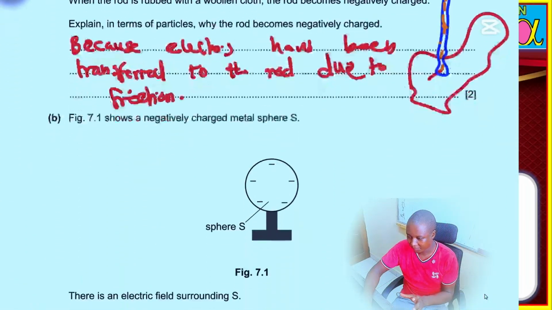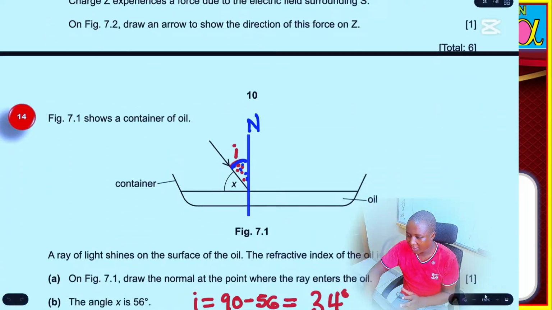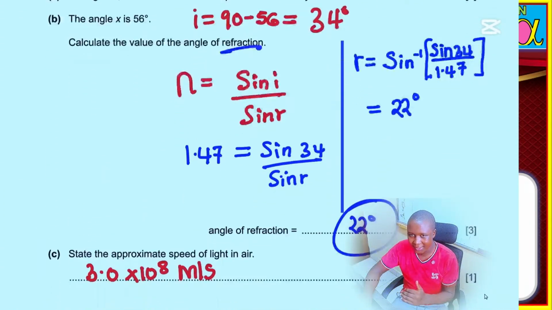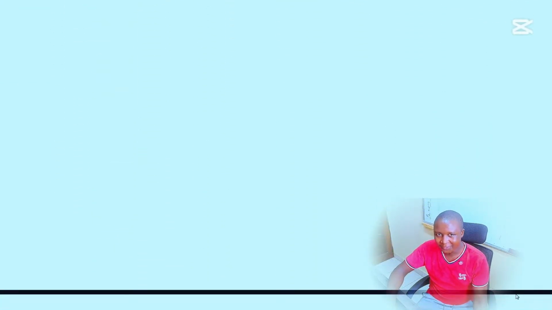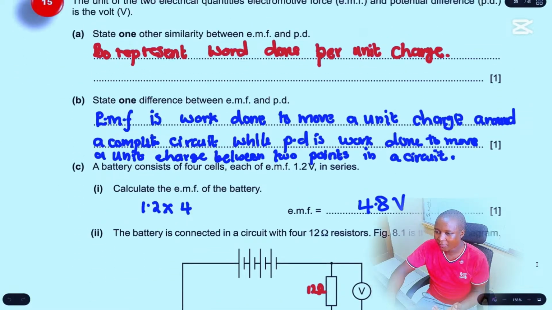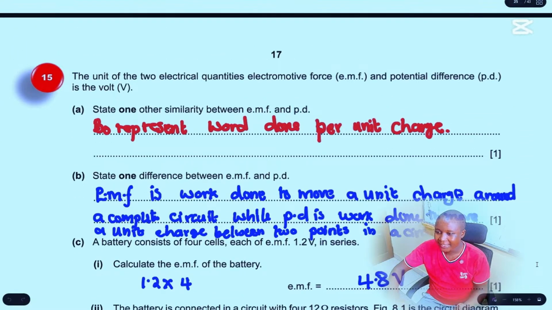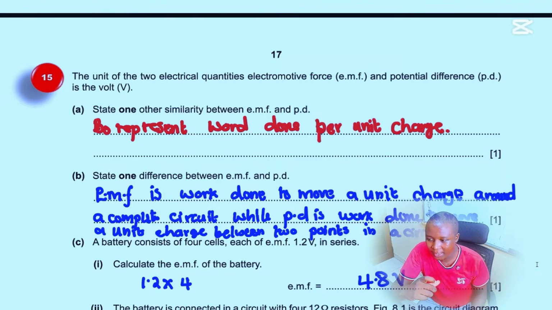All right, so going down to electricity, the first section you need to understand is how to define electromotive force, EMF, and the PD, which is the potential difference. So let's look at the first question here. State one similarity between EMF and PD.